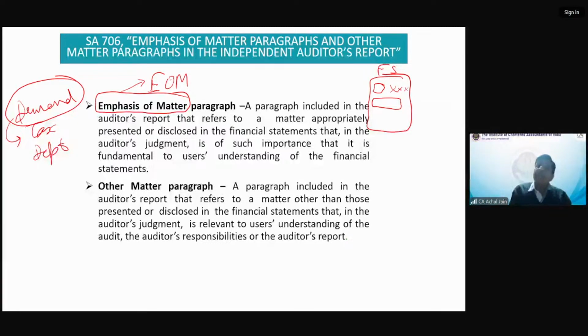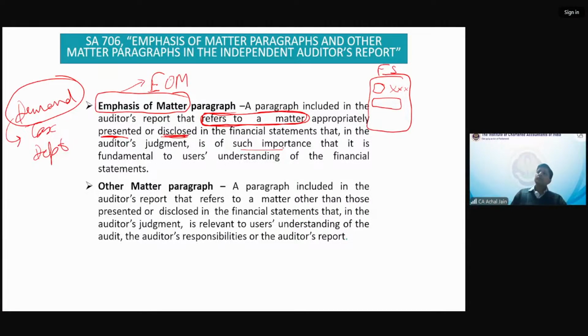EOM is only possible when there is a matter which the auditor wants to refer. And that matter should be presented, should be there in the financial statements. And it is of such importance that it is fundamental to the understanding of users of the financial statements. If that is not highlighted, it can have a significant impact as far as understanding of financial statements is concerned.